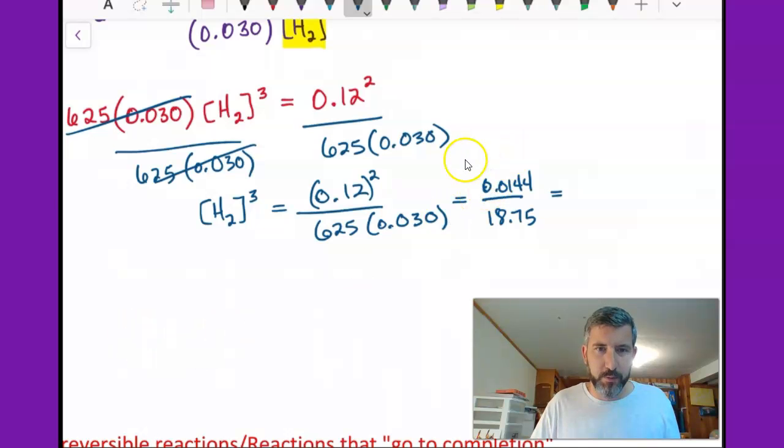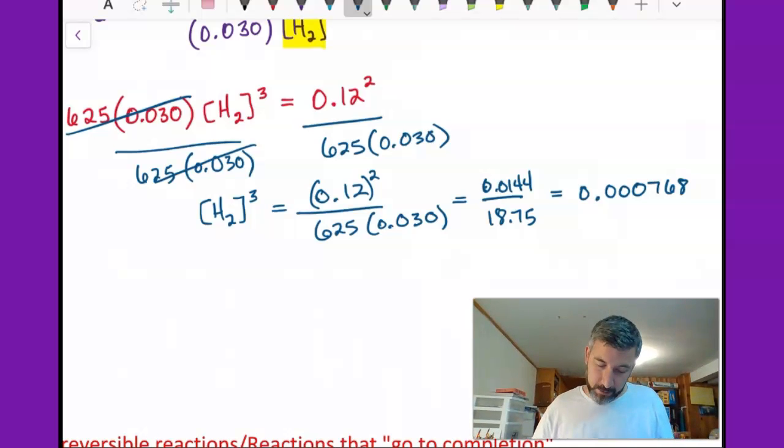Okay, so my top here, 0.12 squared, is 0.0144. Bottom, we get 18.75. And when I divide top by bottom, I could put this in scientific notation, but I'm just going to go ahead and leave it in regular notation, 0.000768.